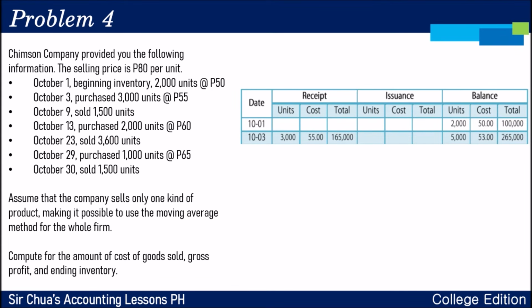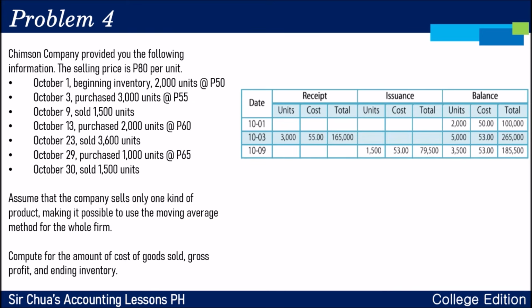Paano ngayon ang computation mo ng balance? Yung units mo nung beginning, 2,000, plus 3,000, all available, 5,000. Pag-add mo rin yung total cost, 100,000 plus 165,000, 265,000. Ang sabi natin sa moving average method, kada bagong purchase, may bago kang average cost. So, 265,000 divided by 5,000, lalabas si 53. Yan na yung bago mong cost per unit, 53 na. Kaya, nung nagbenta ka ng 1,500 units noong October 9, gagamitin mo si 53.